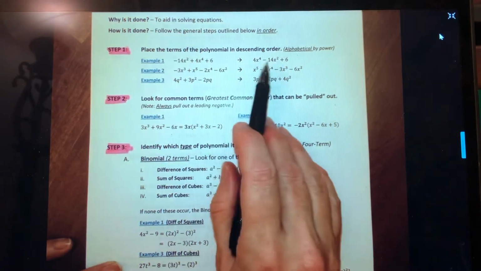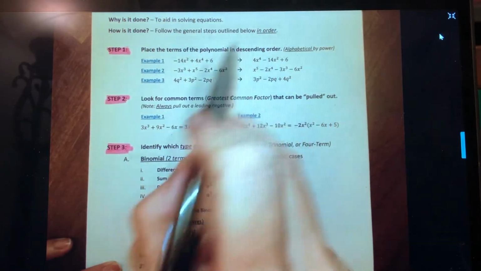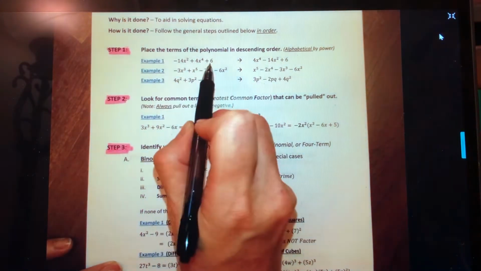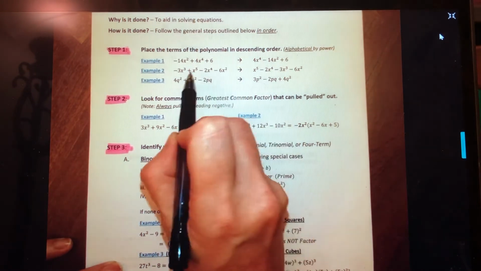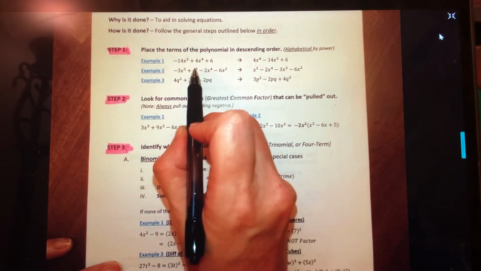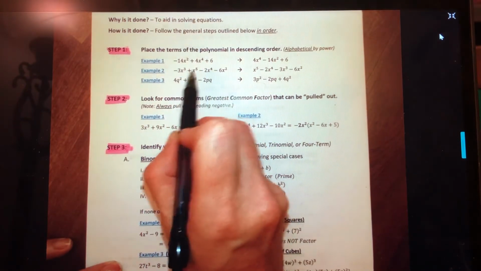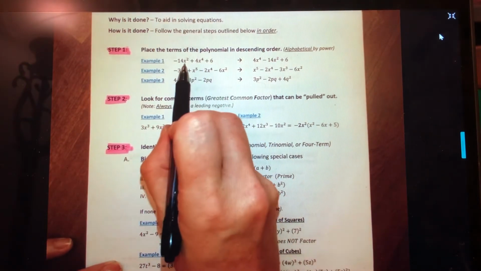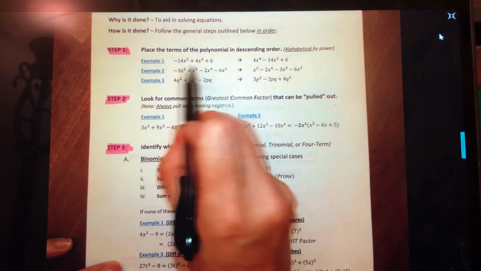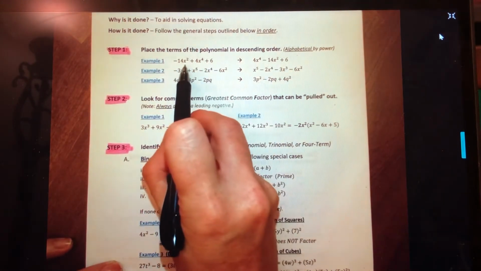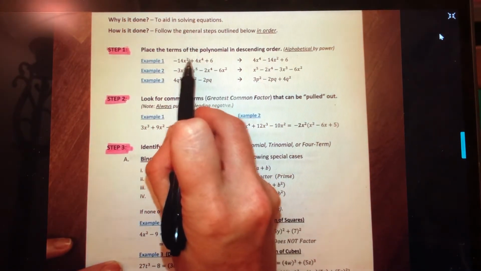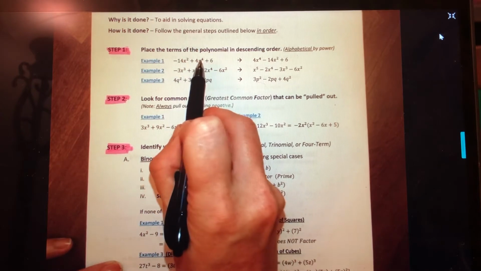Okay, so what does descending order mean? Descending order means you want to take the terms and rearrange them if needed. The polynomial might already be given to you in descending order. If it is, then great. You don't have to do this, but you still need to check. Descending order says you want the highest power of the variable on down. So for example, this first one that I have here, negative 14x squared plus 4x to the 4th plus 6. If you look at these powers, those are all called exponents.